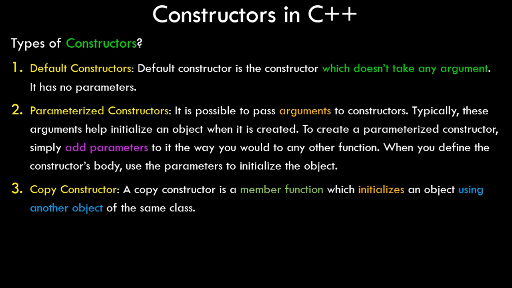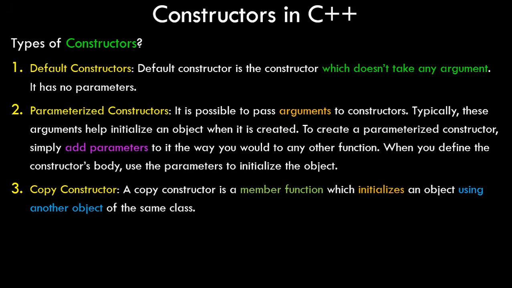So we know in functions we can pass arguments or pass in parameters in the opening and closing parentheses, but in default constructor there is no parameter. Then second one, we have parameterized constructor. In this case we have to pass arguments in the constructor. So typically these arguments help initialize an object when it is created.